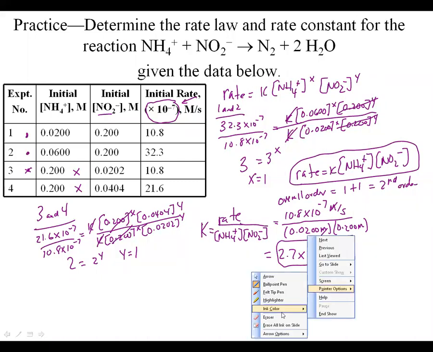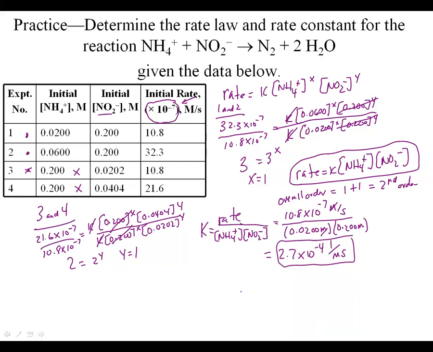Now, I know in the few examples that we did here, everything came out to be sort of 1, for example, for each of these orders. And it won't always be that way. So just say, for example, if you did it and let's just say that this one came out NH4 to the second order and NO2 minus to the first order. In this case, the overall order, if it did come out this way, would be 2 plus 1, which would be third order.